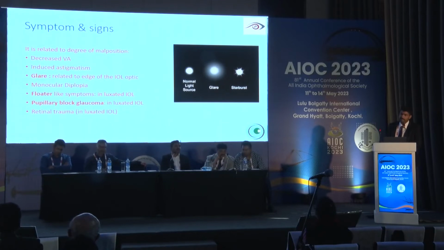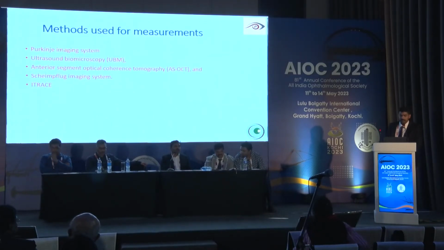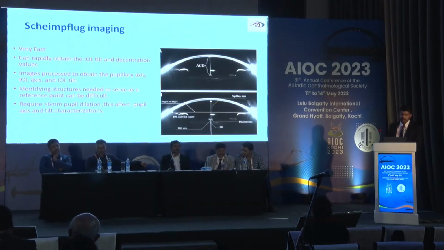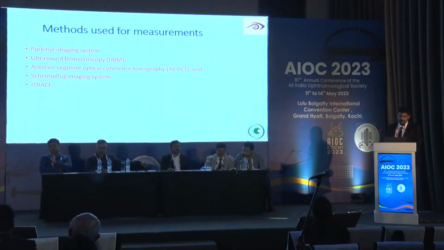Floater-like symptoms, yes. If you had a PCR and you've convinced yourself you've done a good job, but still there is some amount of vitreous incarceration at the edge of the IOL, that could cause floater-like symptoms. And if it is completely luxated into the vitreous cavity, of course, then that's a whole different ball game altogether. So there are multiple methods which we can use to actually measure.